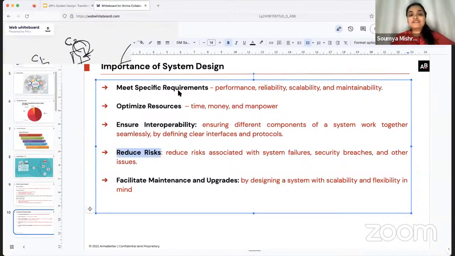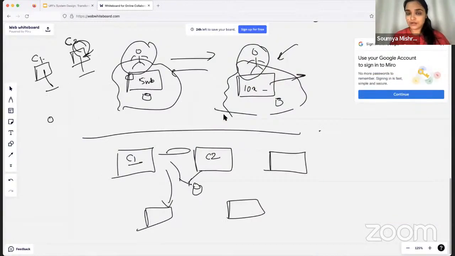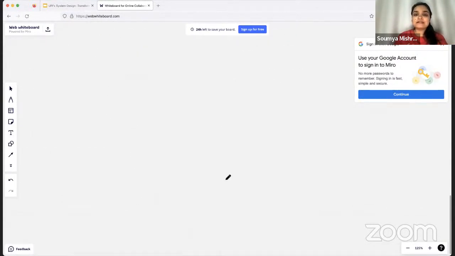Now, the next thing is that it reduces the risk. Because you have designed the system beforehand, it would be easy for you to identify the risks that can be there in your system. So, to simplify this, let's consider a dress designer. How do dress designers, or designers in general, build a dress? How do they make it? Does anybody know? What is the first step that they do?